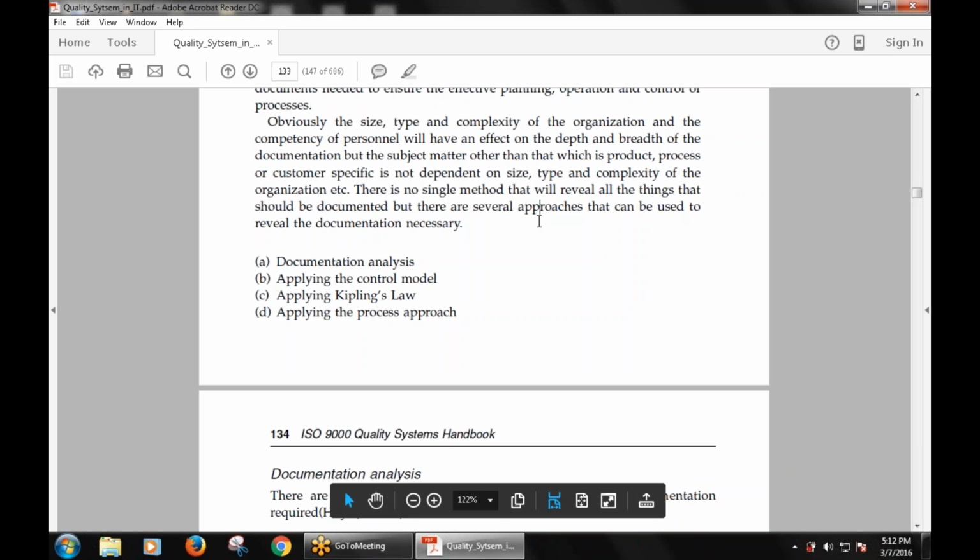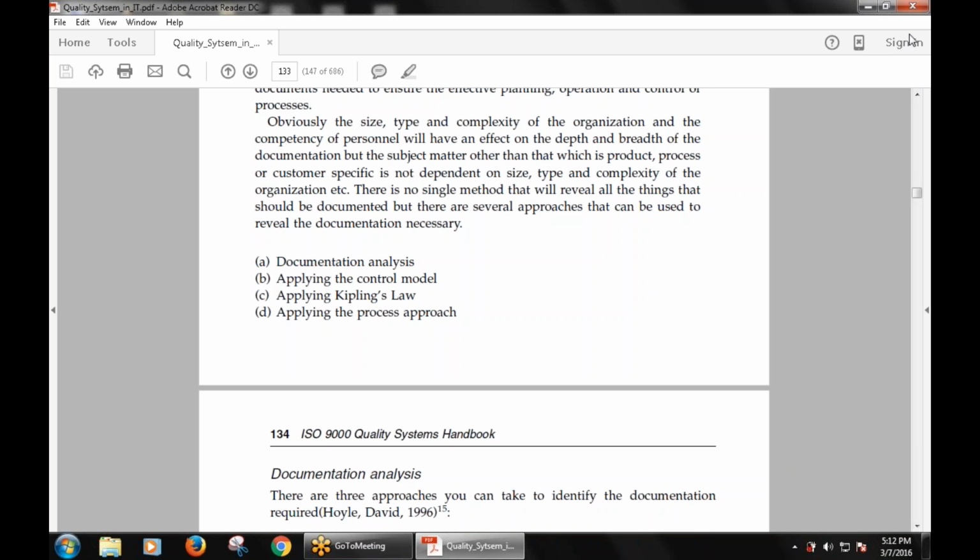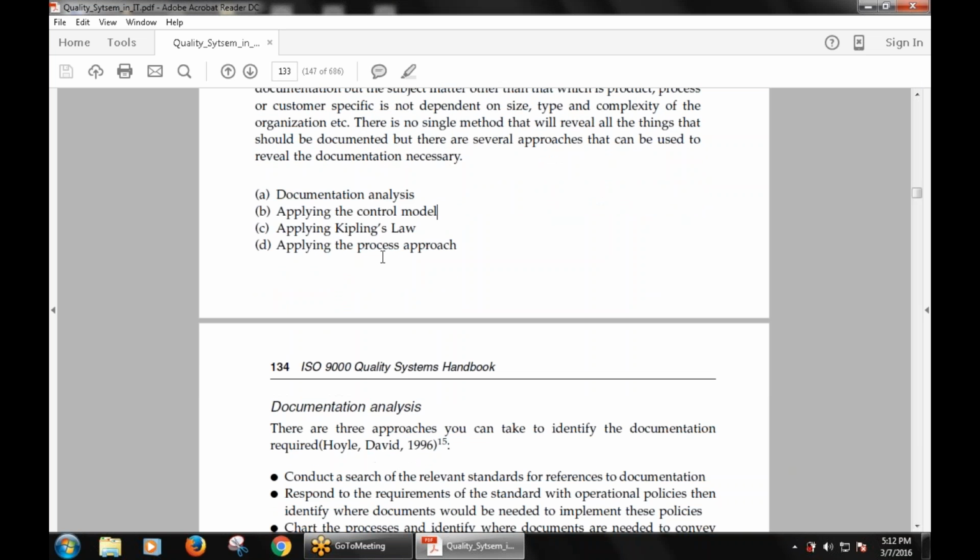So these are the four approaches that are used for the documentation, which is very necessary for the documentation part. First is the document analysis, then applying the control model, then applying the Kipling law, then applying the process approach. So these are the four approaches used to reveal the documentation necessary. Now, what are the four approaches? First is the documentation analysis. How we can implement the analysis of the documentation, then applying the control model.